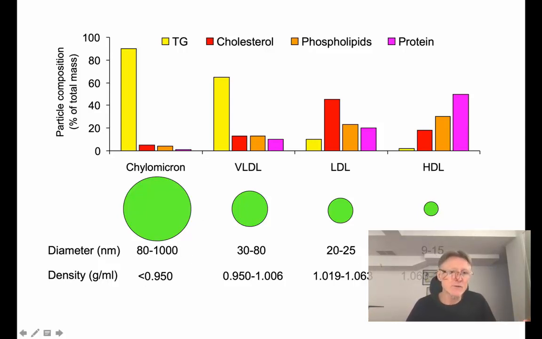But obviously you need to know, it's obvious that the more fat you have, the less dense it is. The more protein you have, the higher the density. And so that's exactly what it says down here. Okay.